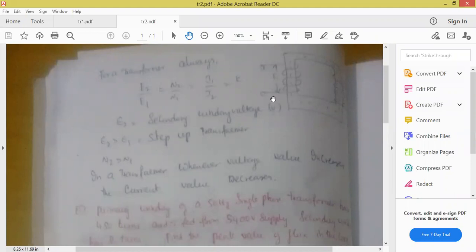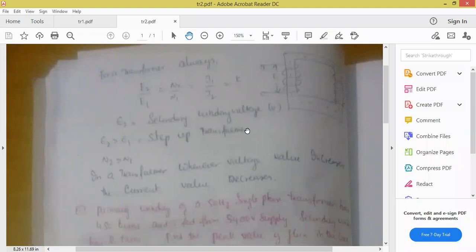Sir, why? If I'm increasing the number of turns, then the voltage increases. If I want to convert low voltage to high voltage, what do I have to do? In the secondary winding, I have to place the maximum number of turns. Then it is called the step-up transformer. So here I've written one formula. If E2 is greater than E1, what is the name of the transformer? Step-up transformer. Are all of you understanding? Step-up transformer. If E2 is less than E1, E2 means what I have written? Secondary winding voltage.